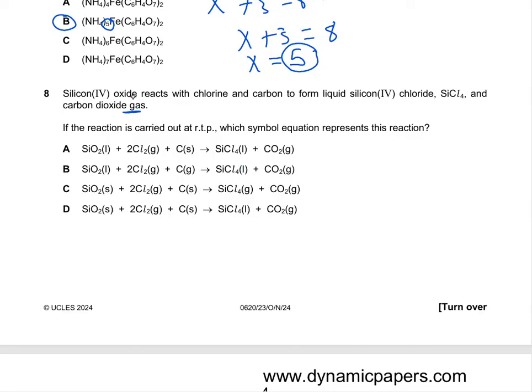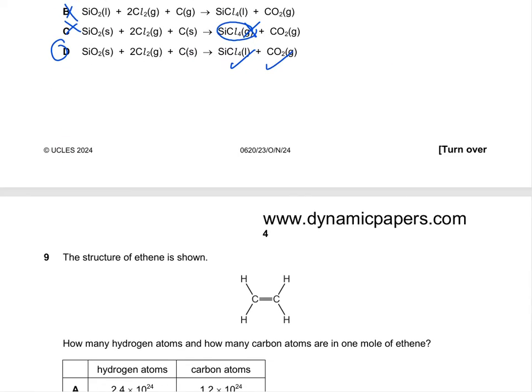The silicon IV oxide is a giant covalent structure, so it's a solid. So A is wrong and B is wrong. Chlorine, of course, is a gas at room temperature. Carbon, of course, is a solid at room temperature. Silicon chloride is a liquid. It's said in the question that it forms liquid silicon IV chloride. So it's not C, as it said in C that silicon chloride is a gas. So this is wrong. So it's D. Silicon chloride is liquid and carbon dioxide is a gas for sure. So the answer is D.